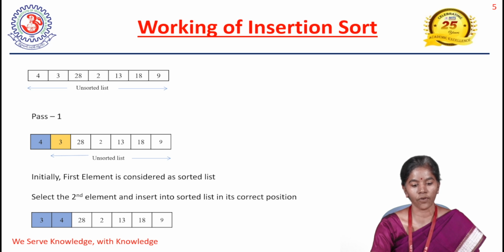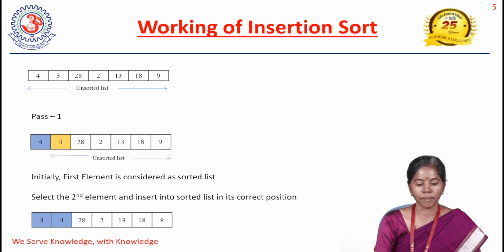So the element 4 we consider as sorted. The first element of the unsorted list is 3. It has to be inserted into the sorted list. So we do the comparison and we insert the element 3 accordingly. After the first pass, 3 and 4 are sorted, and 28, 2 and the rest are the unsorted list. After the first pass, 2 elements are sorted.